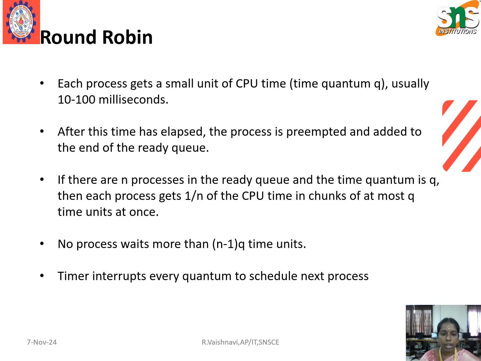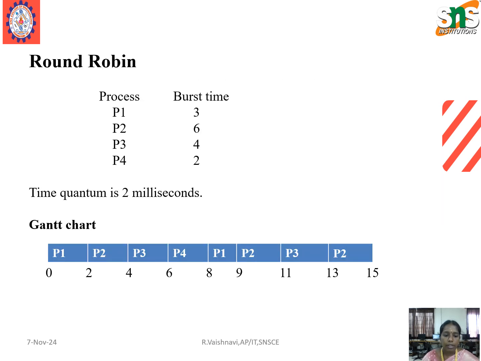And then if there are n processes in the ready queue and the time quantum is q, then each process gets 1 by n of the CPU time in chunks of at most q time units at once, and then no process waits more than (n minus 1) q time units. Here we have an example for the round robin scheduling algorithm.